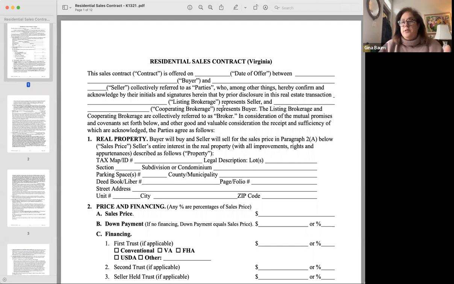So the agreements that your buyers and sellers have are with the brokerage, and you are an agent of the brokerage, as I'm sure you know from your licensing classes. The listing brokerage and the cooperating brokerage are collectively referred to as the brokerage. In consideration of the mutual promises and covenants set forth below and other good and valuable consideration, the receipt and sufficiency of which are acknowledged by the parties, agree as follows.